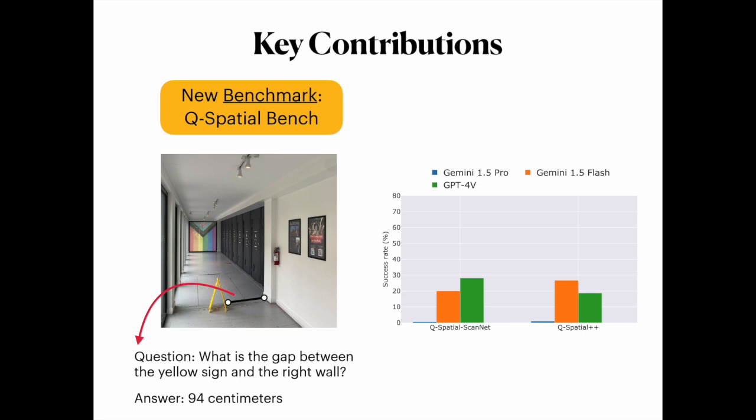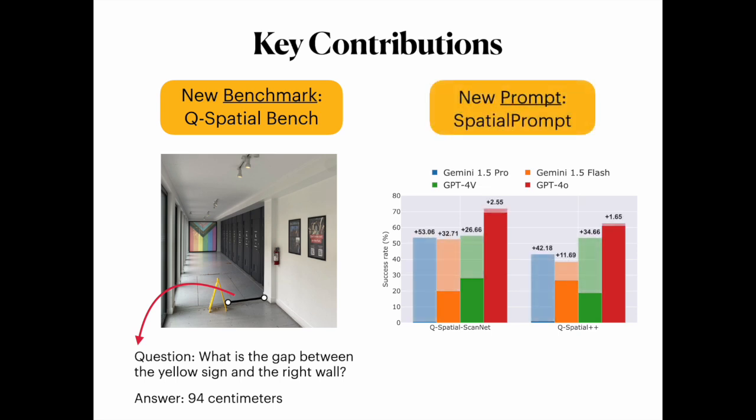With the high-quality benchmark, we first evaluate popular closed-source VLMs. As suggested in prior works, most VLMs perform poorly in our benchmark. However, perhaps surprisingly, GPT-4o outperformed others by a large margin. We take a deep dive into the responses from GPT-4o and develop a new prompting technique called Spatial Prompt that consistently improves the performances across all evaluated VLMs. Okay, so let's dive into the details of our work.